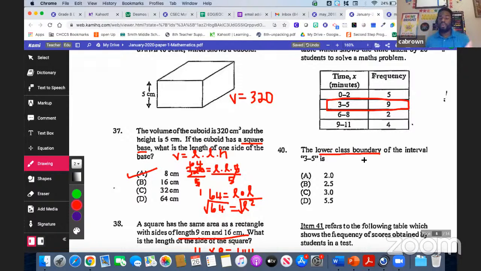Whenever we're finding the lower class boundary of any given interval, we always subtract 0.5 from the lowest value. The lowest value in that interval is 3, so the lower class boundary here is 3, upper class boundary 5. So we need to subtract 0.5 from 3. If you're finding the boundary, we always subtract 0.5. So 3 minus 0.5, that is 2.5.